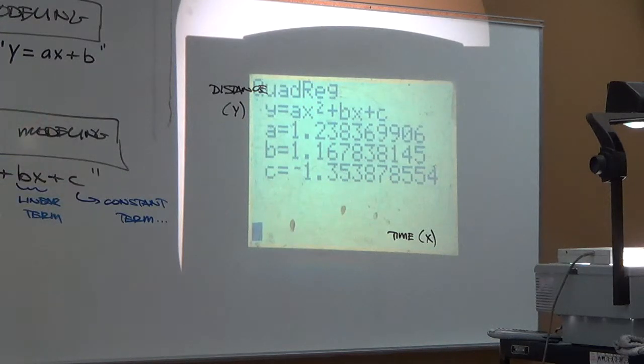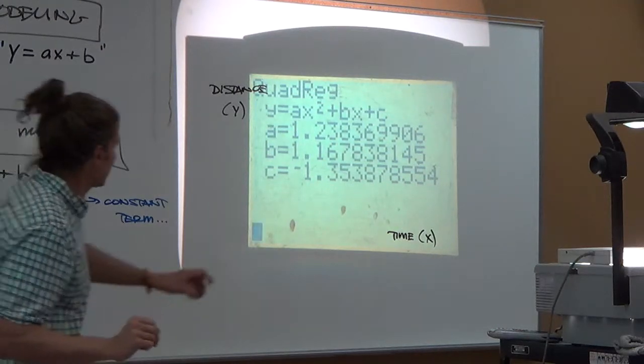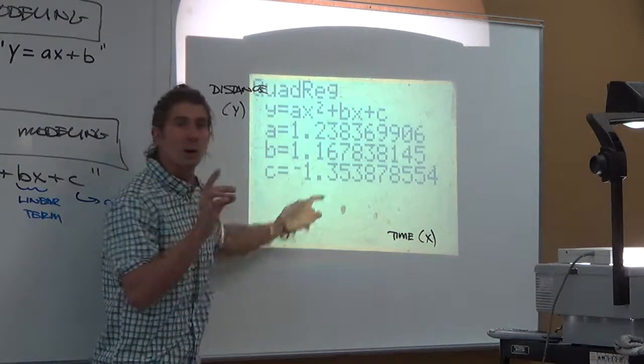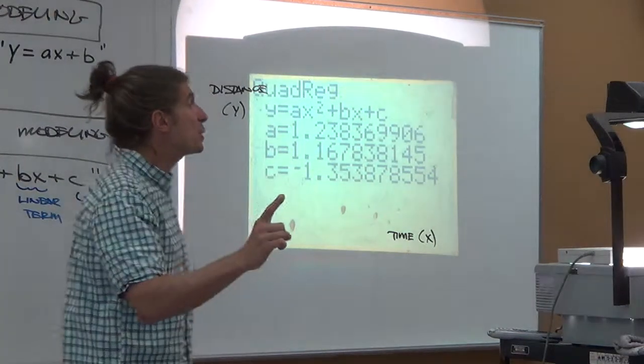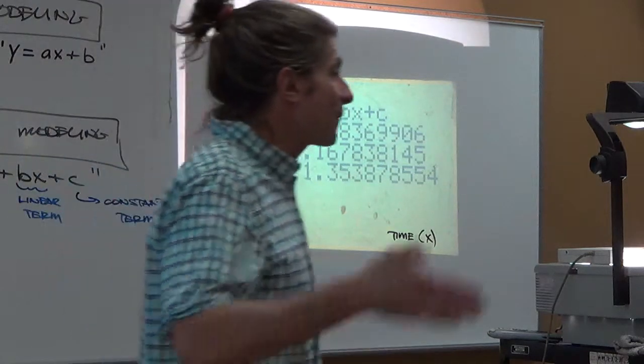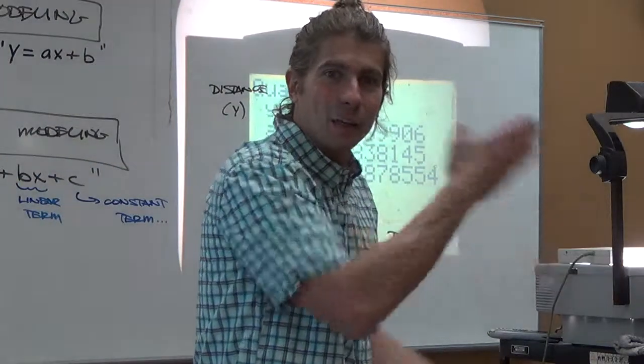So you can see why this model is only a best fit and not a perfect fit. Where's the y-intercept of this model? Negative 1.4. Give me a unit on that. 1.4 what? That's feet, because it's crossing the y-axis there. Where should it be crossing if it were a perfect fit?